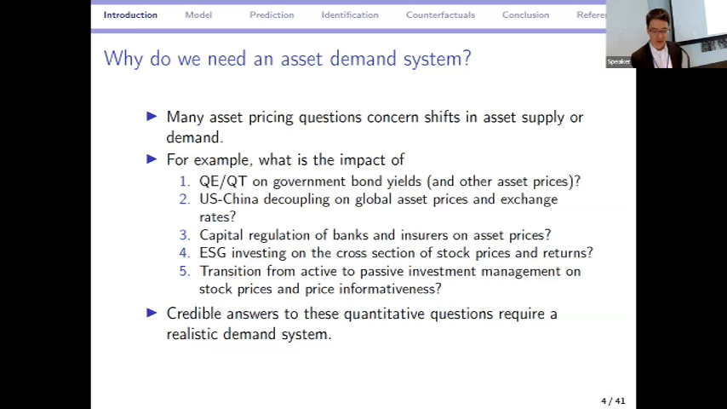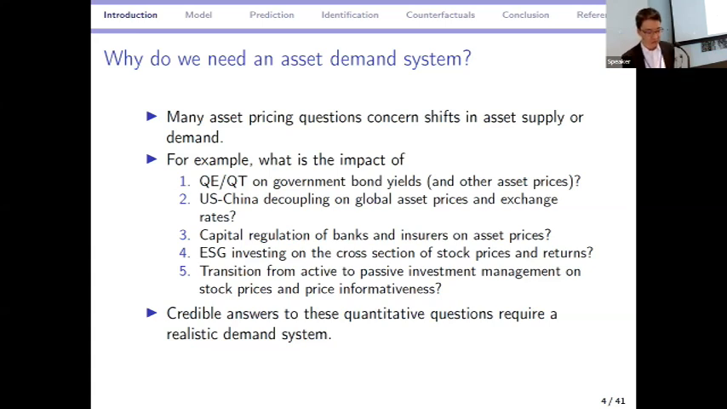There's a lot of interest now in what US-China or maybe US-rest of the world decoupling means for global asset prices. What does it mean for the dollar? How could the dollar weaken when foreigners withdraw from US markets like treasuries and equities? So that's actually a shift in the demand for US assets from foreign investors.